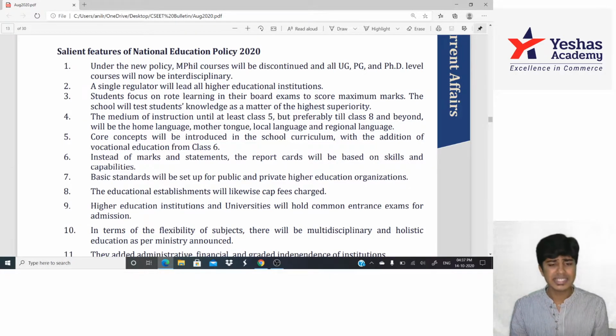Second point, a single regulator will lead all higher educational institutions. They're going to set up a separate body which will lead all the higher educational institutions. Yes. Next one, student focus on rote learning, their board examination. Yeah, that marks concept has been removed.